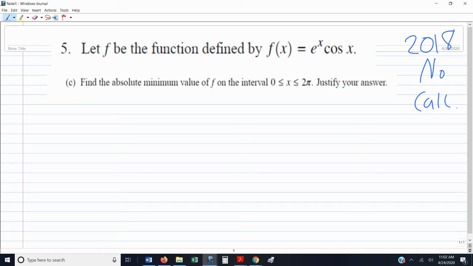Letter C asks for the absolute minimum value of f on the interval from 0 to 2 pi and to justify your answer. So the first question is, where would you find an absolute minimum? And you could have an absolute minimum at critical points or endpoints.